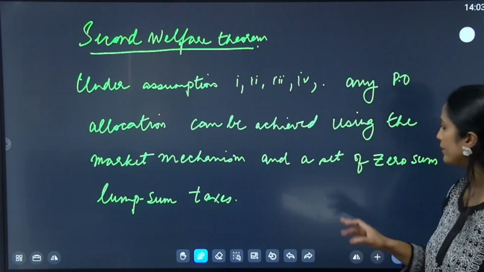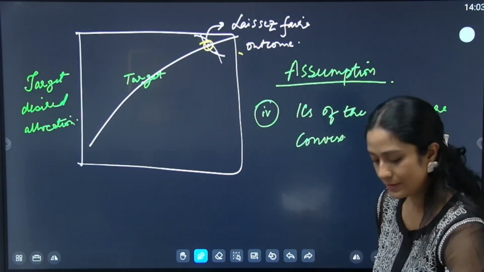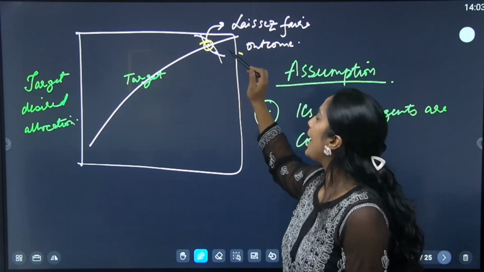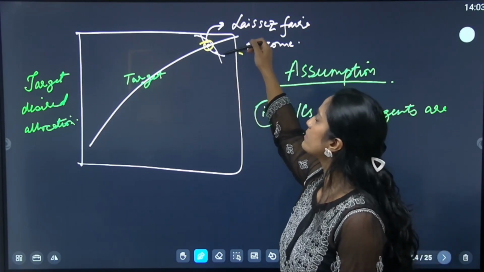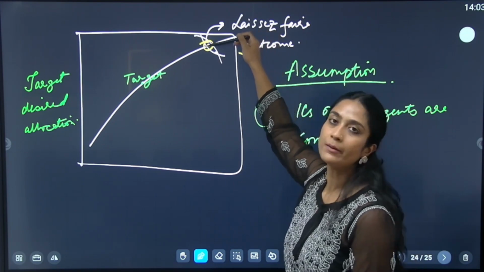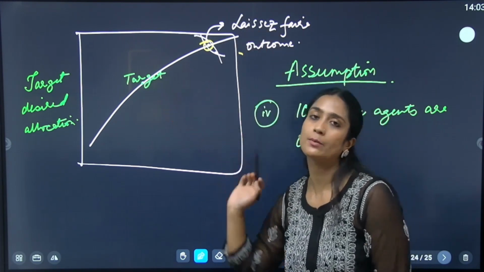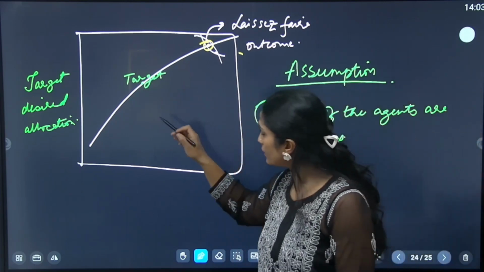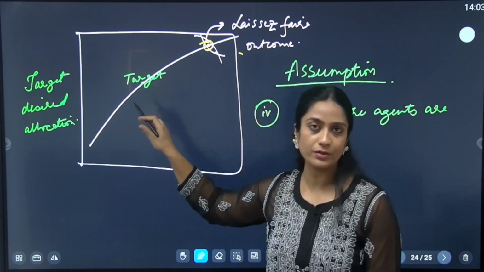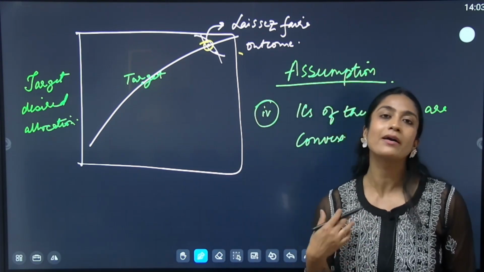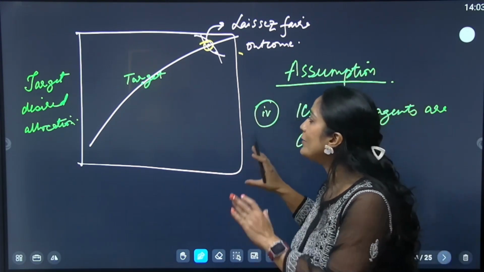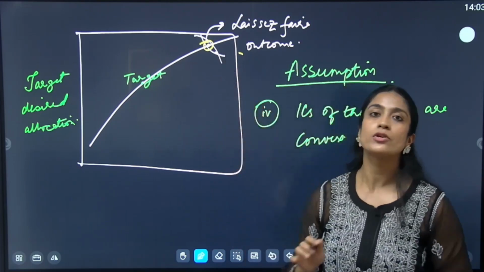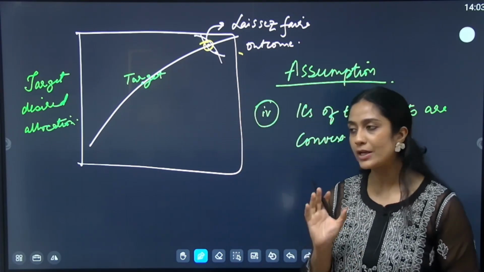Let me just explain it using this diagram. Suppose this is where we are starting, and using the market mechanism, if nothing is controlled, this is where we'll be, but we want to be here. We want this point. This is more equitable. What the second welfare theorem is saying is that you can get here, and you can get here using the market mechanism itself. All you need to do is change the initial endowment. Change the initial endowment.